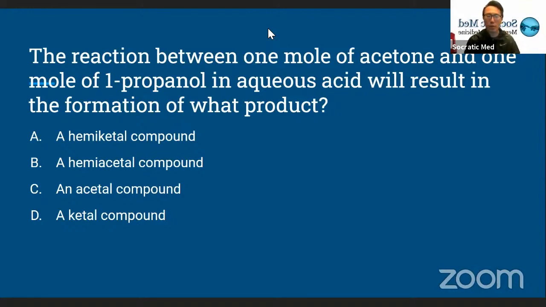Acetone, if you remember, I said ketones end in ONE, so ON, and aldehydes end in AL. So acetone is a ketone. When you react a ketone with propanol, an alcohol, this results in a hemiketal. So that answer is hemiketal. If it said 1 mole of acetone and 2 moles of propanol, then the answer would be a ketal. But since it's only 1-to-1, so there's only one equivalent of an alcohol, it would only form a hemiketal. So there would only be one alcohol added to the ketone group.